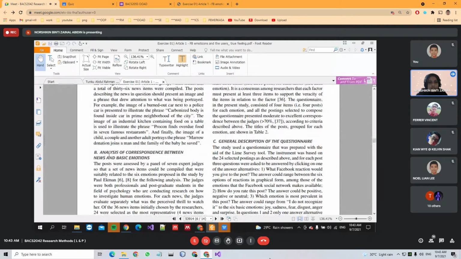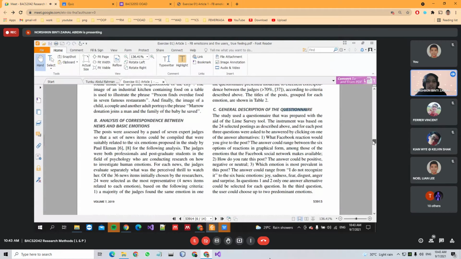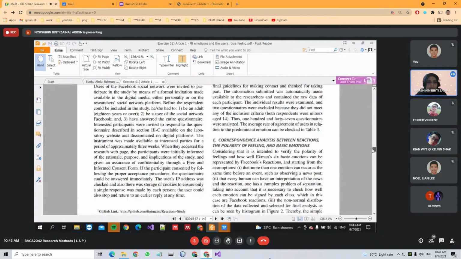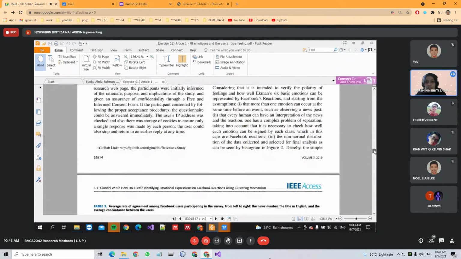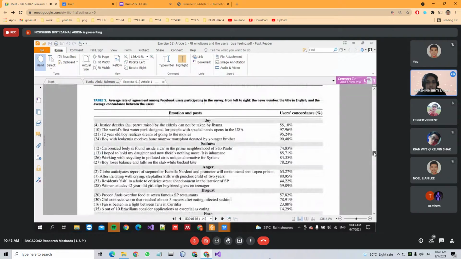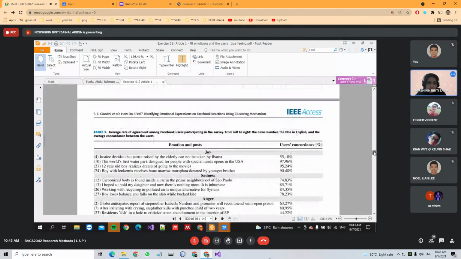And then they use analysis. This is more likely on how they conduct the research. For this particular article, they use a questionnaire for their research. That's the method. So this is the outcome, data collection. This is another method of how they conduct their research.